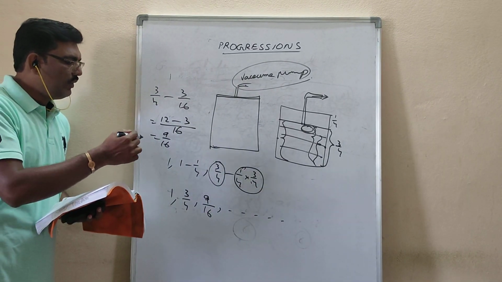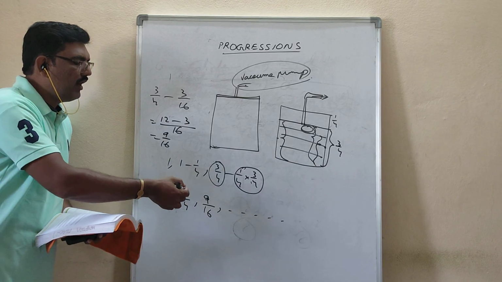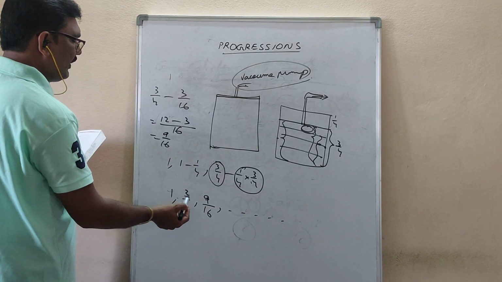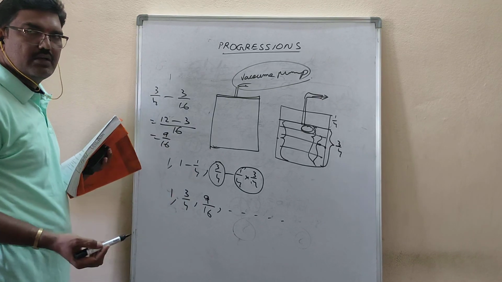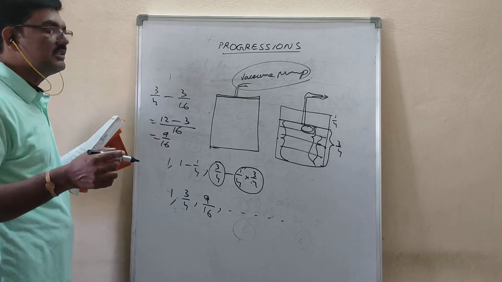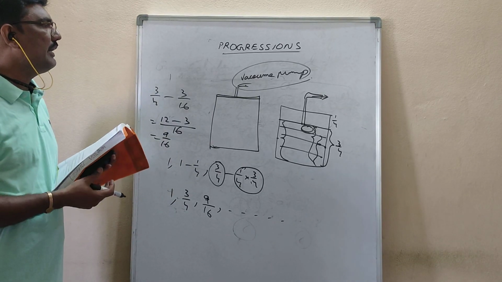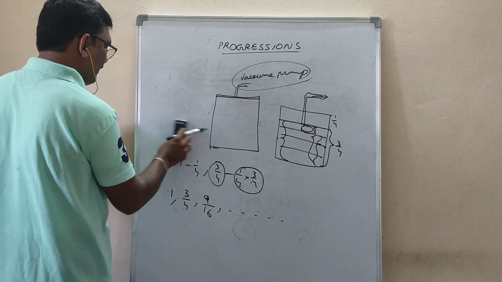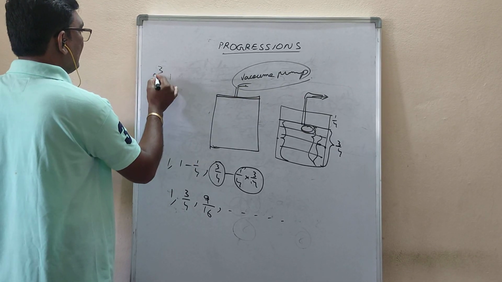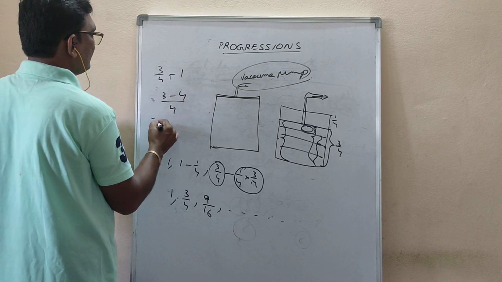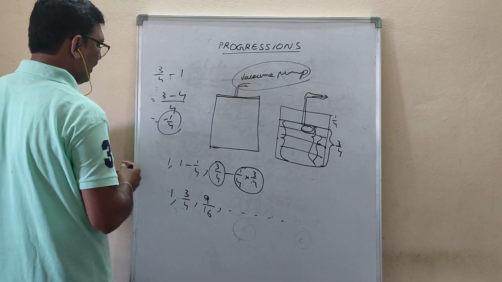Okay. Now what you have to do is check whether this forms an AP or not. A2 minus A1 do it, A3 minus A2 do it. If you are getting the same answer, then it is in AP. Otherwise it is not in AP. So you know subtraction. I'm just doing it again. 3/4 minus 1, LCM 4, 3 minus 4. You are getting minus 1/4 here.